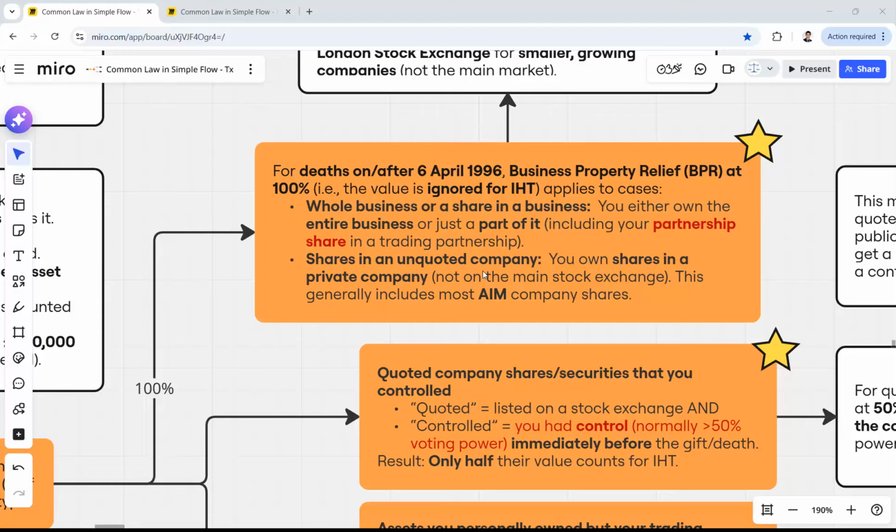Shares in an unquoted company. You own shares in a private company, and this is not considered as an investment, because if you are on a stock exchange company, the public company that mostly sells their shares to gather investments, this will not count, but shares in a private company will count. And this also includes AIM company shares.